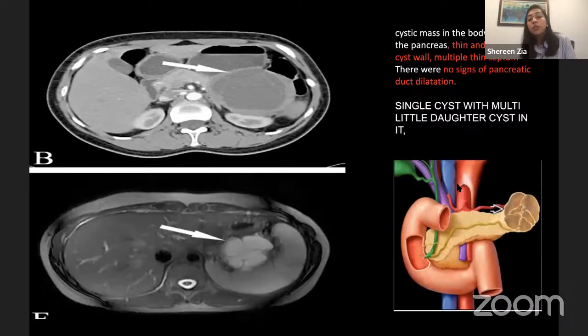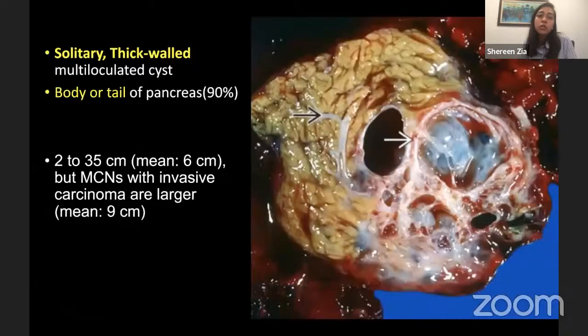So this is a cartoonish image just to show you mucinous cystic neoplasm, how those cysts look on imaging. They're usually single cysts with multiple daughter cysts in it, as appreciated over here. And they're not communicating with the pancreatic duct, so there's no pancreatic duct dilation seen. On gross, it can also be appreciated. This is the main pancreatic duct, and it's not involved by these cystic lesions.